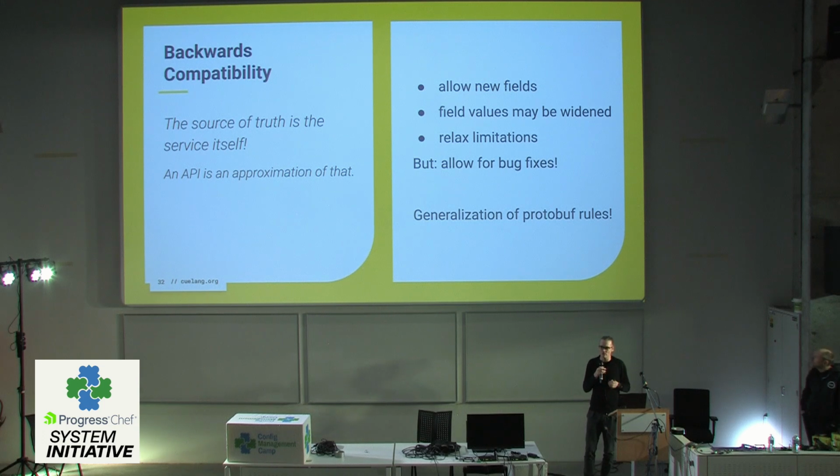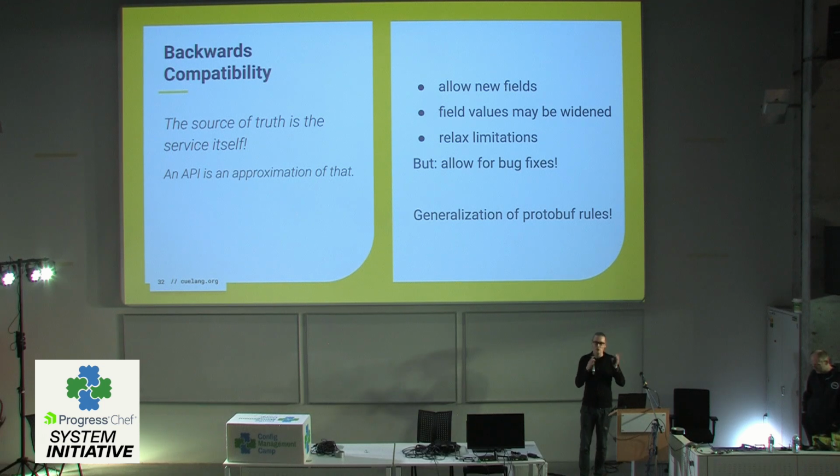So the rules are basically a generalization of what we do for protobufs. You're allowed to introduce new fields. If there are constraints on fields, like in policy, they can be relaxed, but not further constrained, for backwards compatibility. Another really important aspect of this is that the source of truth is really the service itself. It's not the API, right?